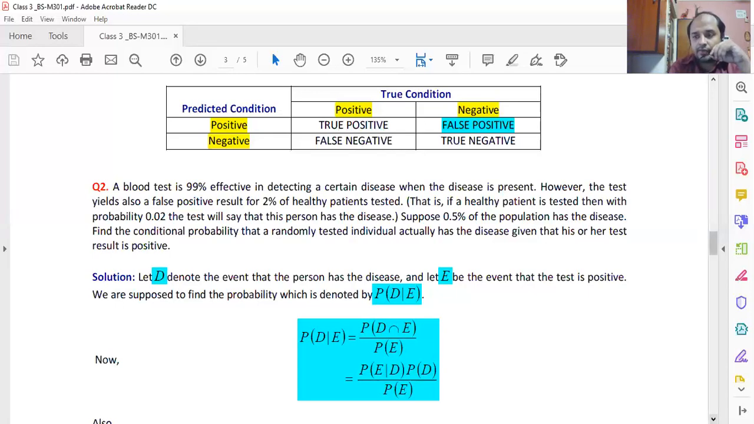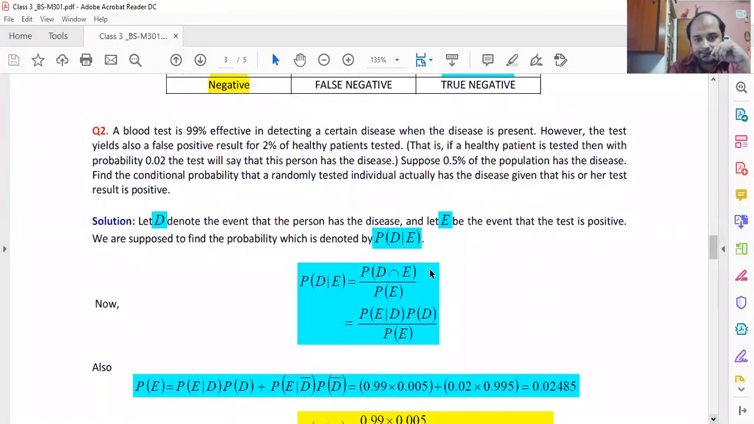You keep on reading the question. Let me start solving it. Let capital D denote the event that the person has the disease, and let capital E be the event that the test is positive.